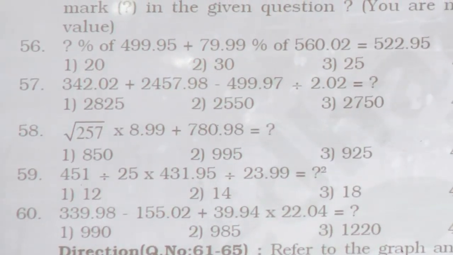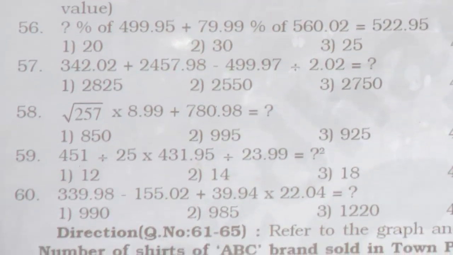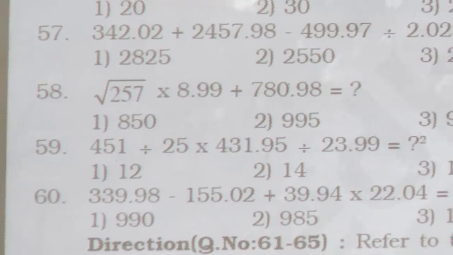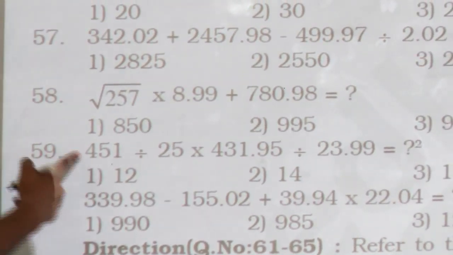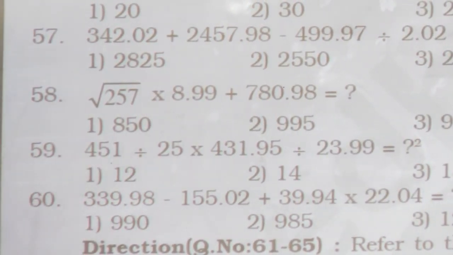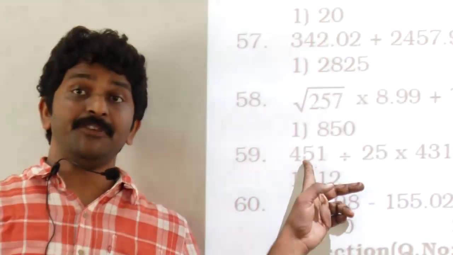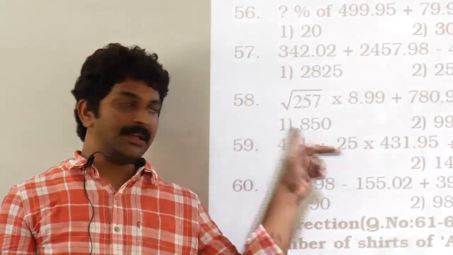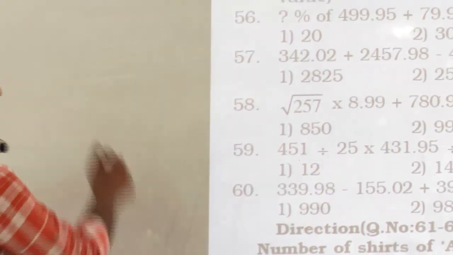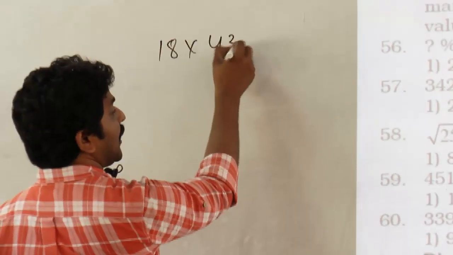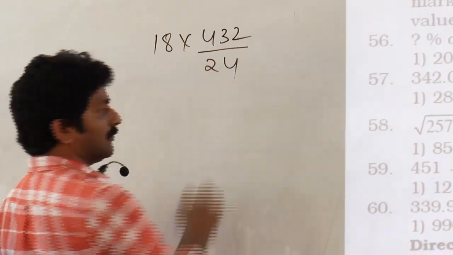Next, 451 divided by 25. Let's write it as 450. How many 20s will be there in 100? In 400? In 50? Total? 18. So this is 18 into 432 divided by 24.